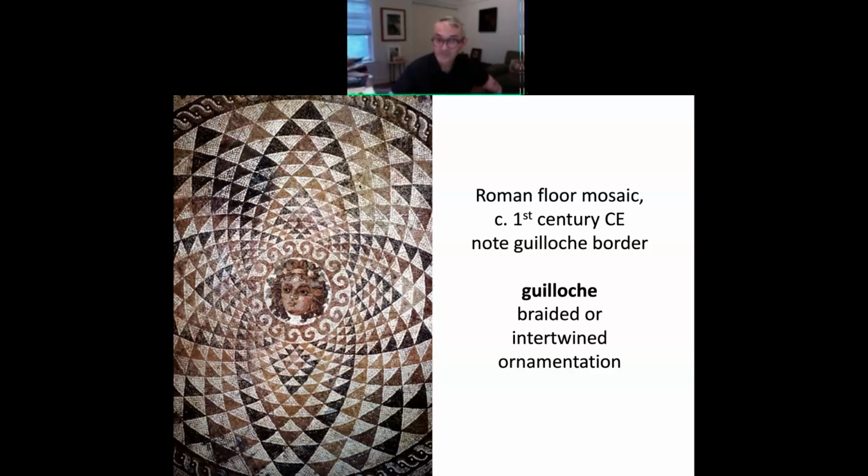Okay, here is a Roman floor mosaic, first century. The guilloche, look at that. It's a braided or intertwined ornament that goes all the way out on the outside. It looks kind of like a braid or a knot.